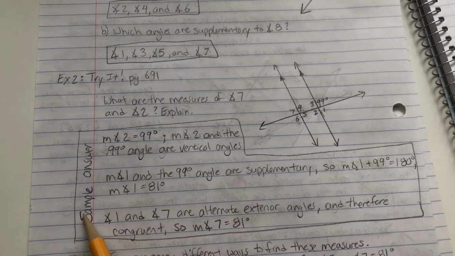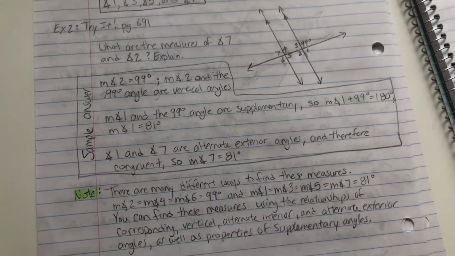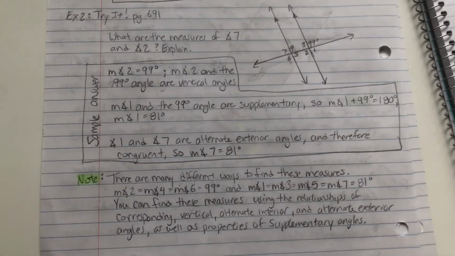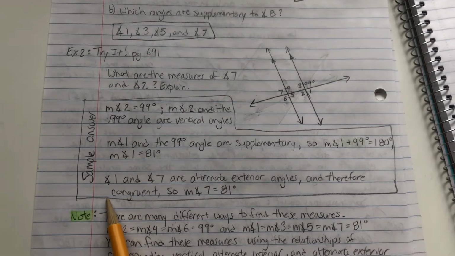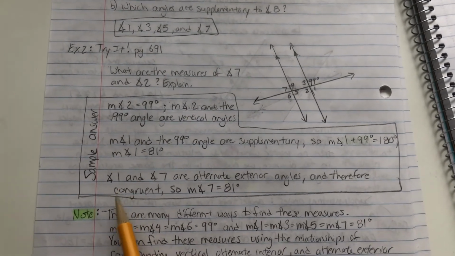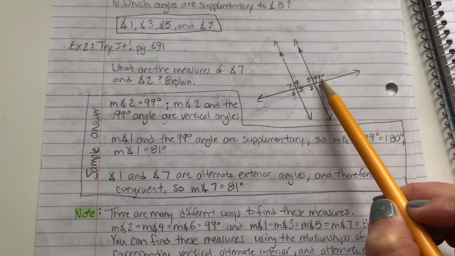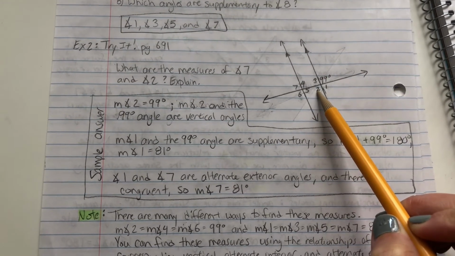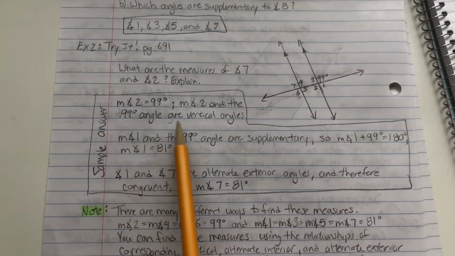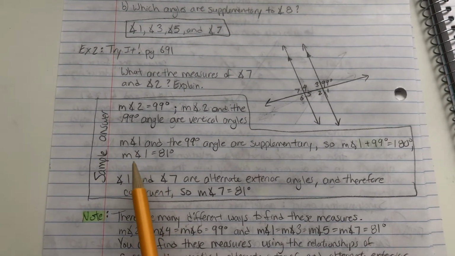So you'll notice here, this is sample answer. And then down here in this note, there's a few different ways that you can approach this argument. My sample answer is the first thing that I saw, which I thought might be a little more straightforward for you, and you might see it differently. So we know if this angle is 99 degrees and angle 2 is vertical to it, that the measure of angle 2 also has to be 99 degrees because of vertical angles. So that one's pretty straightforward, just one step.